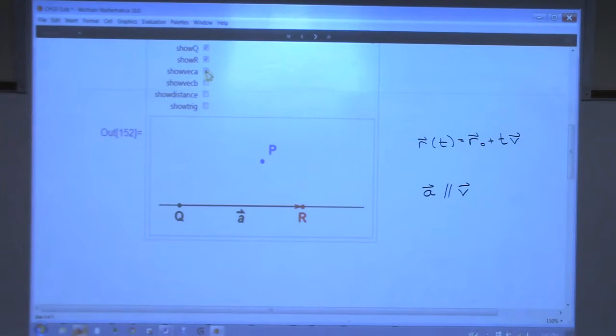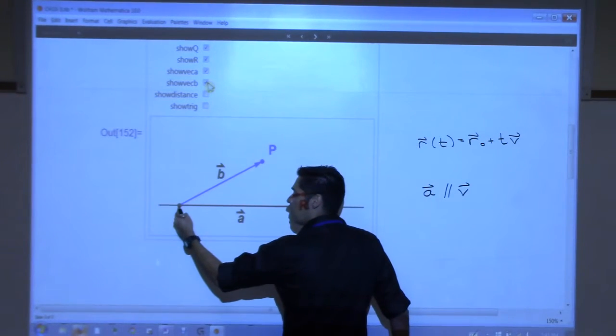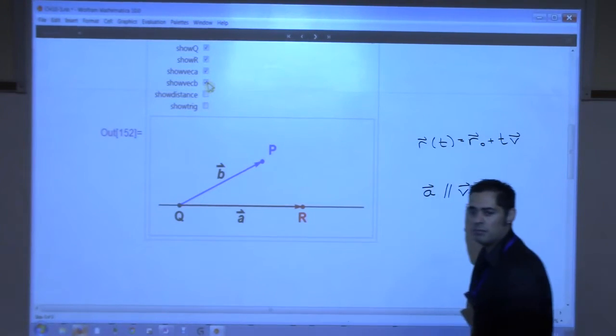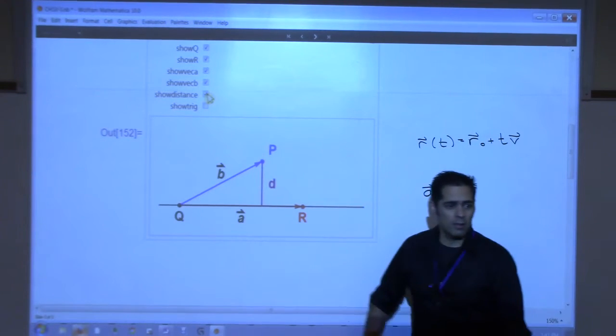Now I'm going to create another vector, which I will call B. That vector connects some arbitrary point on the line to the point that we're interested in. So far, okay? Looks kind of similar to what we just did a minute ago, right? Here's what I'm interested in, right? D. Everyone see the right triangle?